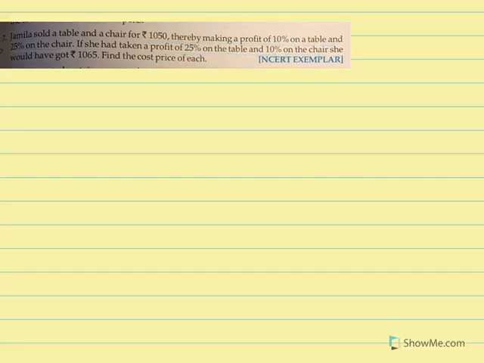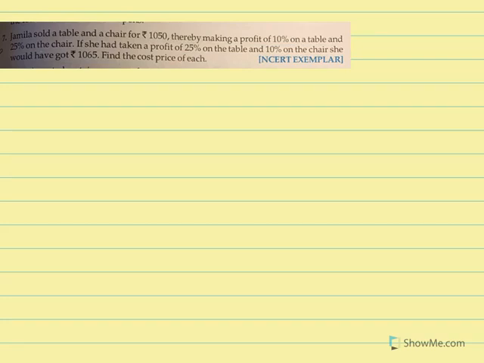Jamila sold a table and a chair for rupees 1050, thereby making a profit of 10% on the table and 25% on the chair. If she had taken a profit of 25% on the table and 10% on the chair, she would have got 1065. Find the cost price of each.